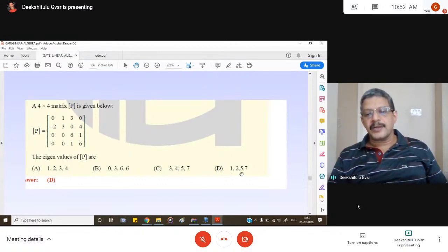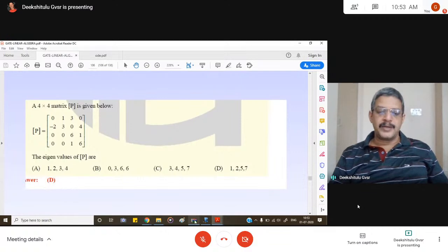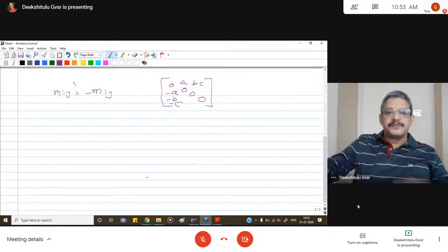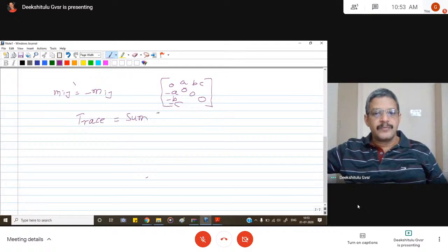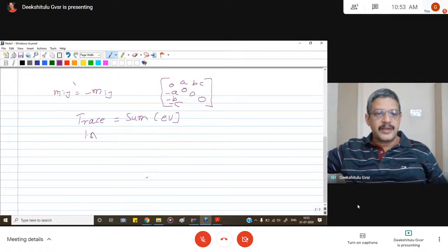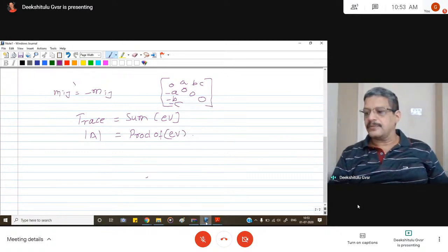So the product of eigenvalues here is 2 into 5 into 7. That comes out to be 70. So your answer is B. So the two important things are, one, trace is equal to the sum of eigenvalues. The second point is the determinant of matrix A is equal to the product of eigenvalues. So these two properties are very important for you.